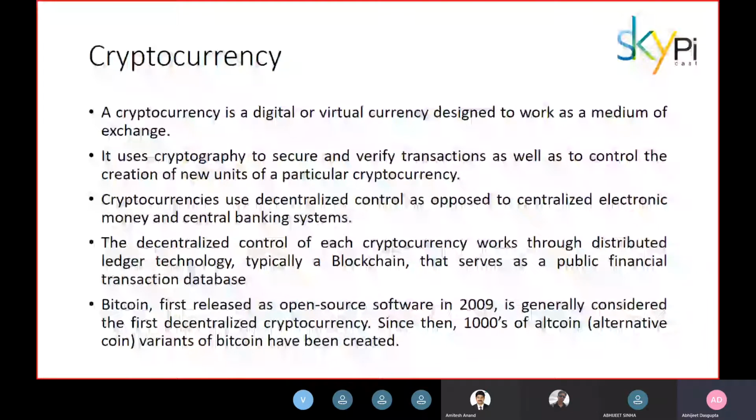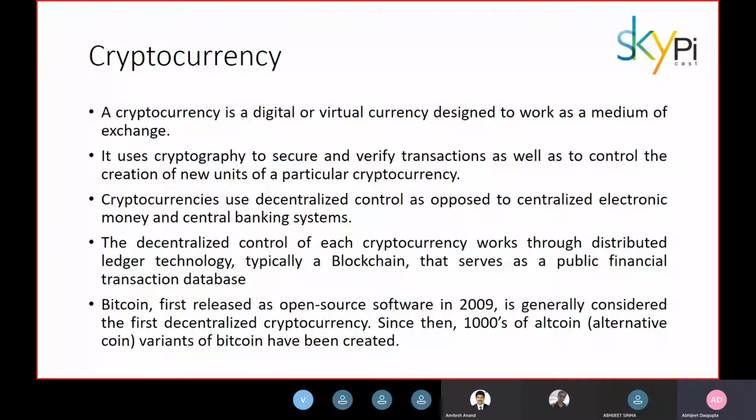One of the first cryptocurrencies, if not the first cryptocurrency that was released, was released as open source software in 2009, and it is known as Bitcoin. I'm pretty sure all of you must have heard about it and its boom in the previous year. It is generally considered the first decentralized cryptocurrency, and since the development of Bitcoin, more than 1,000 altcoins, or alternative coins or variants of Bitcoin, have been created using the same protocols and the same technology that Bitcoin used.